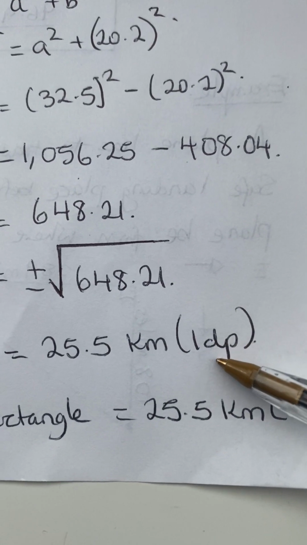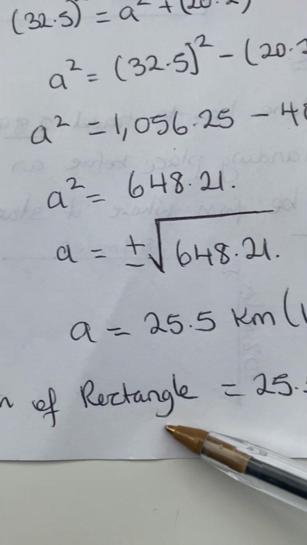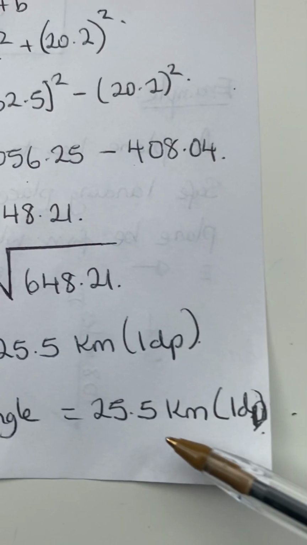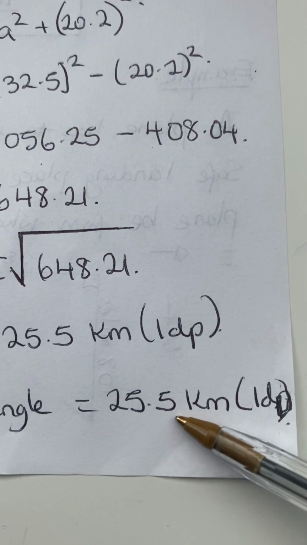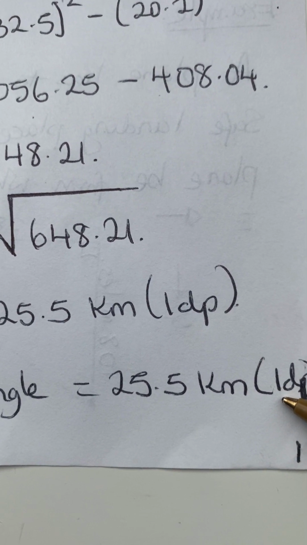Now this is 1 decimal place. So the length of the rectangle here, this length from here all the way to here will be 25.5 kilometers, 1 decimal place.